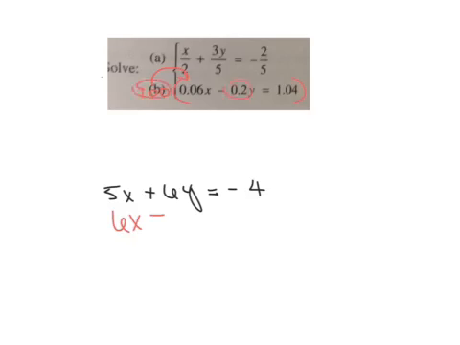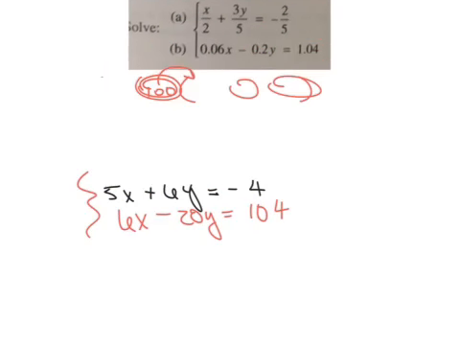100 times 0.2 gives me 20. And 100 times 1.04 gives me 104. Okay, so that looks so much nicer: 6x minus 20y equals 104. Now I've got my system of equations without my stinking fractions, and that's a good thing.